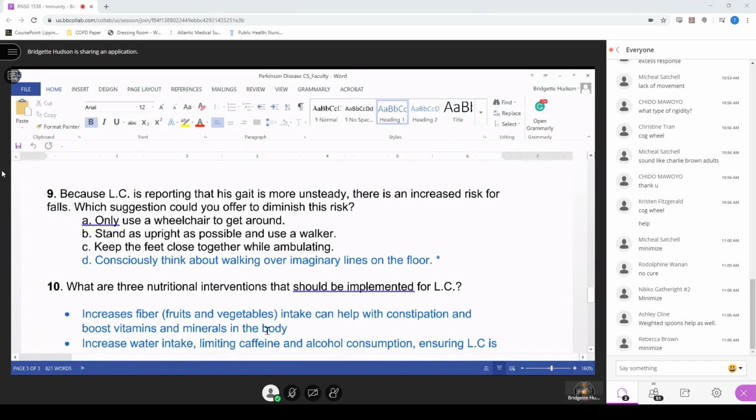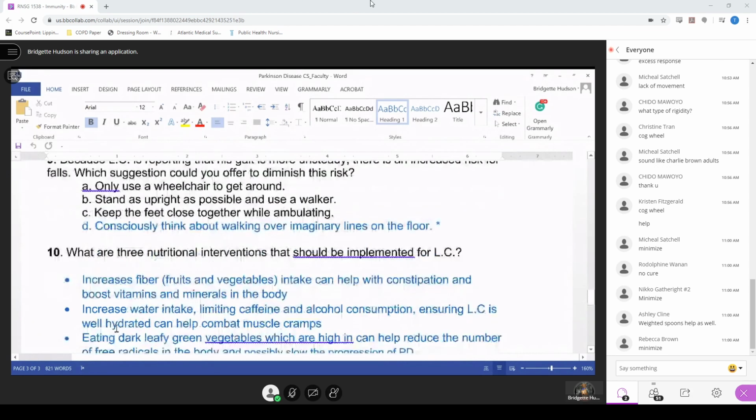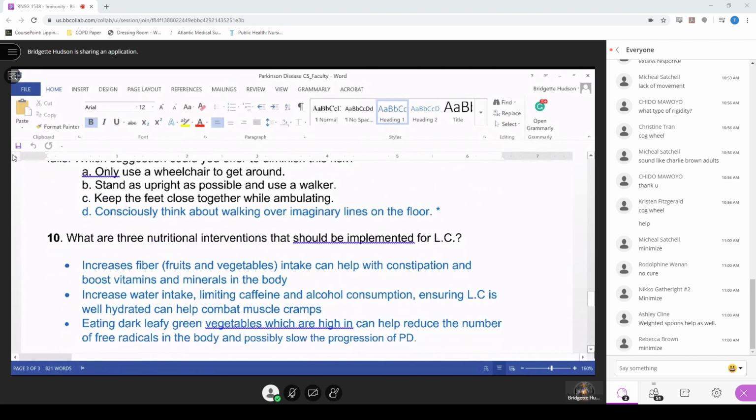Also boost vitamins and minerals. They can do that. No caffeine, or limit caffeine and alcohol, so that they stay hydrated and eliminate cramps. Dark leafy green vegetables, which are really high in antioxidants, can help with the free radicals to help eliminate Parkinson's disease.